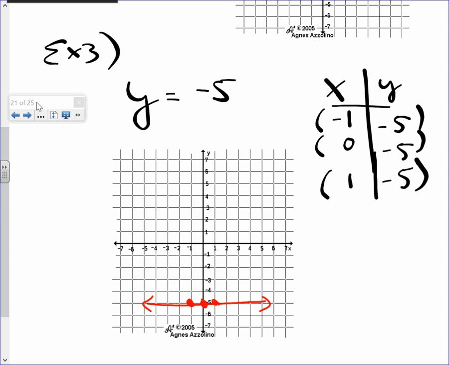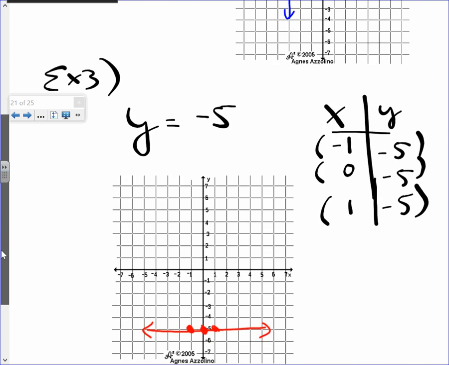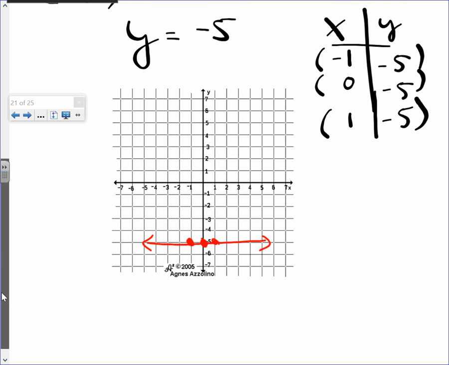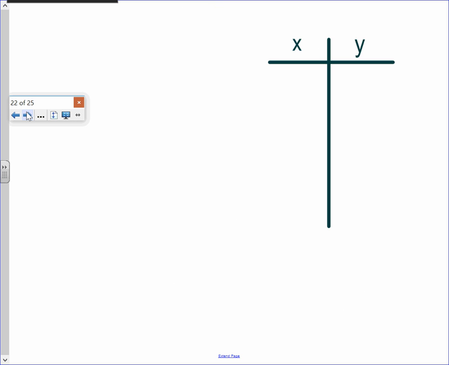So moral of the story: X alone, vertical. Y alone, horizontal. Both X and Y, we got slope. Okay? Last example. Here we go.